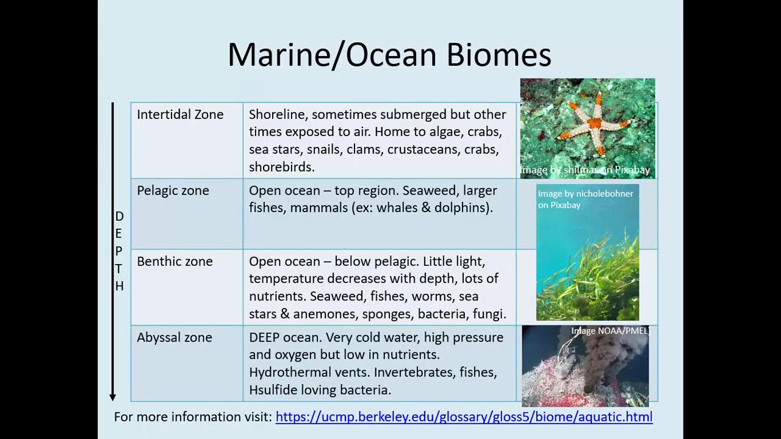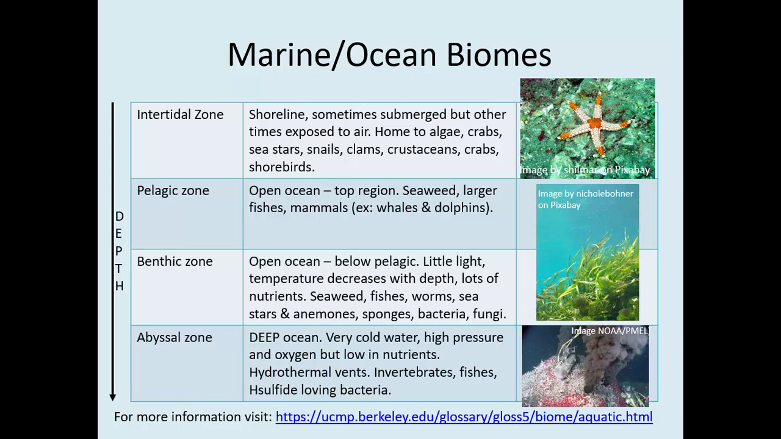There's 4 major zones in the ocean biomes. These zones include the intertidal zone, so that's the zone we experience most often as people. This would be the shoreline, and then areas that are sometimes submerged and sometimes not submerged depending on tides. And there's a lot of fun critters that live here: algae, but also crabs, sea stars, snails, clams, crustaceans of many types, and shorebirds. So shorebirds, even though they live on land, they also live in this intertidal zone, floating out on the water, some of them.